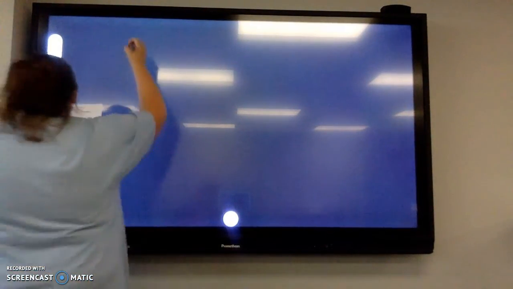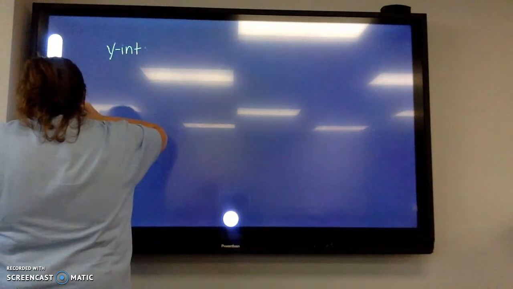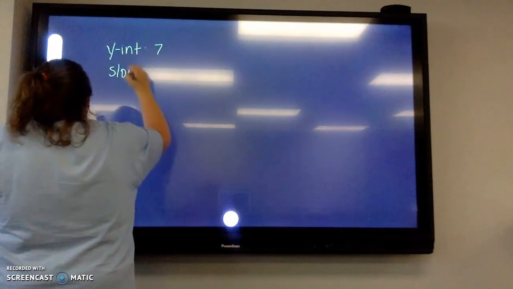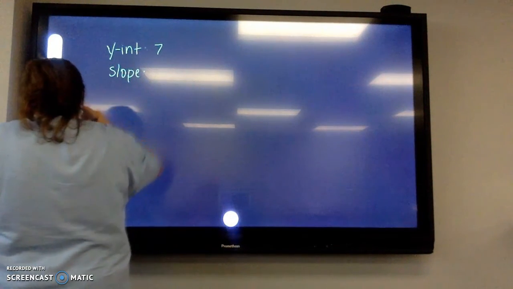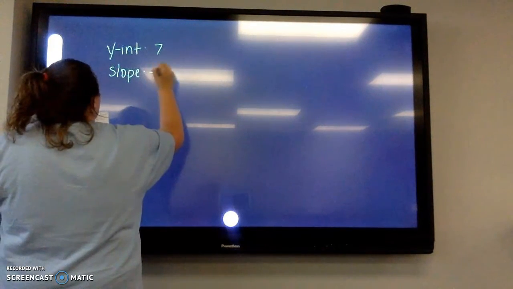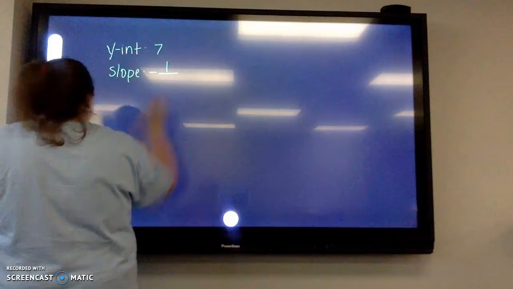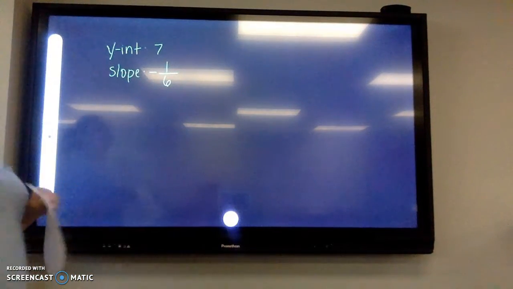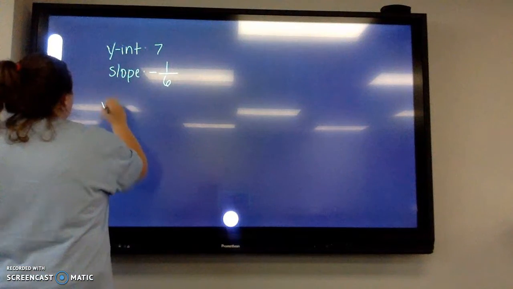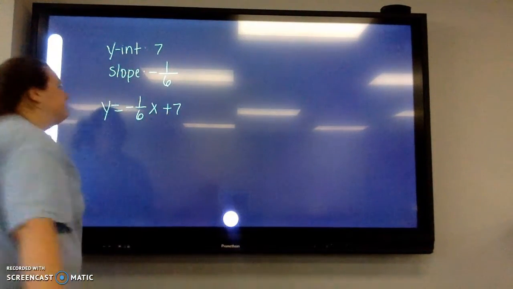So on 24, my y-intercept is at 7, and then my slope is -1, because I went down 1 and I'm going 6 to the right. So -1 over 6. So if I'm doing slope-intercept form, this means my equation is y equals -1/6x plus 7. And that's it.